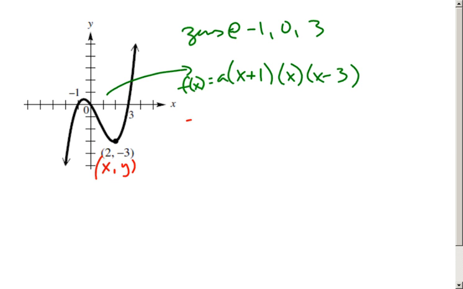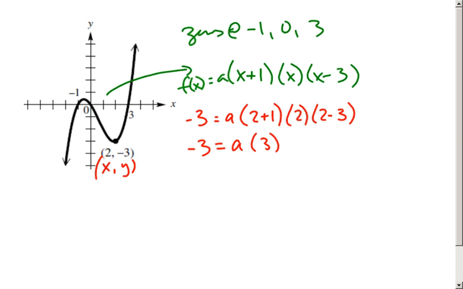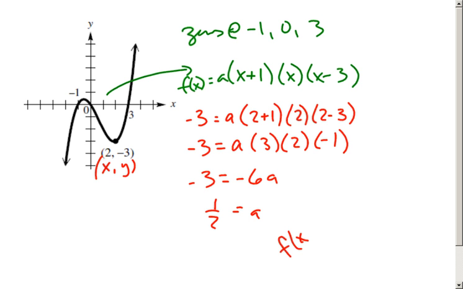So you're going to plug -3 in for f of x. A we don't know, so we'll leave that there, and you're going to plug the 2 in for the x. So that's going to leave you with -3 is equal to a times 3 times 2 times -1. -3 equals -6a, so a is going to equal 1/2. So your final equation that I expect you guys to write, and I'm going to assume that you guys still have the skills from first semester and are able to multiply this out if need be.